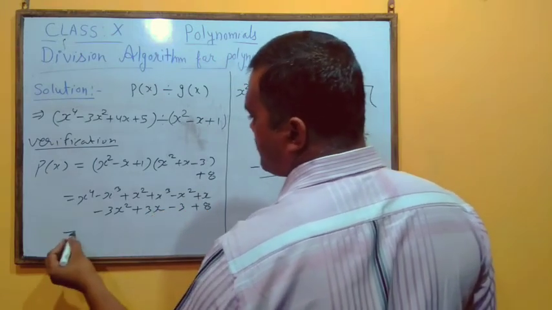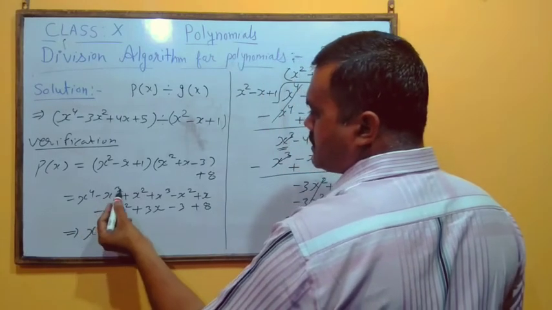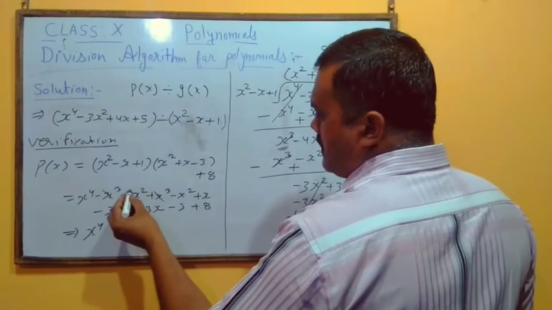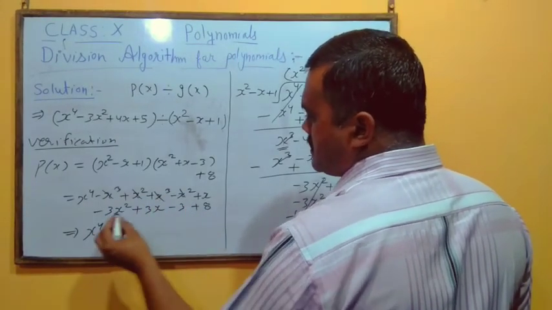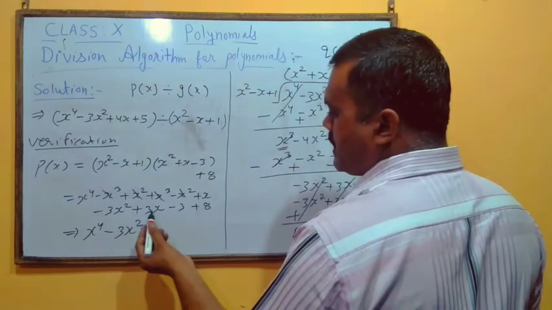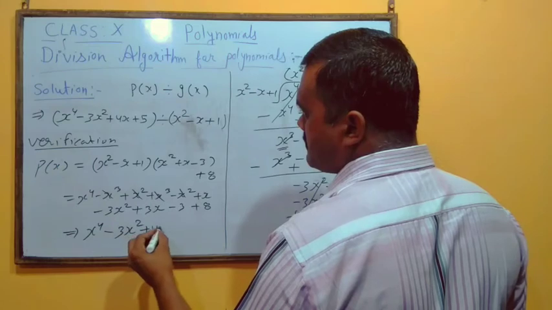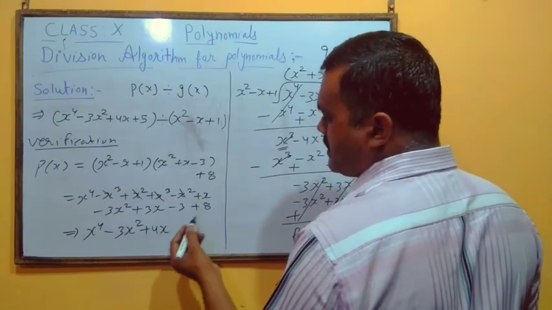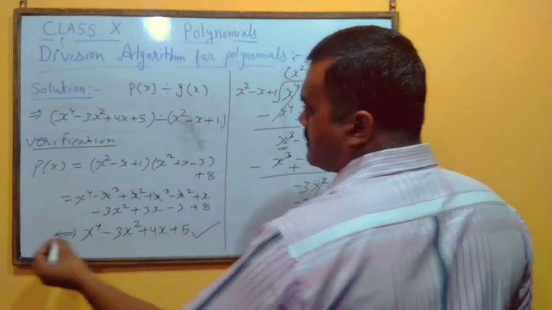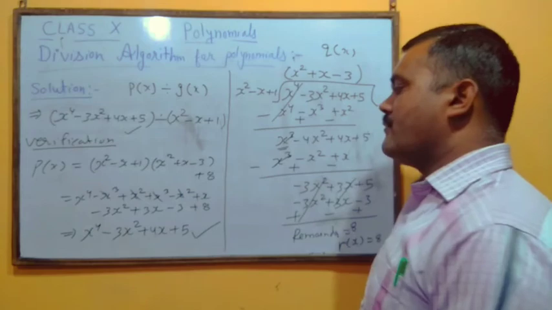Now let us check what comes here. So x4 is a single term, x cube is here, and x cube plus is cancelled. Now x square gets cancelled, so I get minus 3x square, 3x here and 1x is there, so this is 4x, and minus 3 plus 8, so it is plus 5. You can verify this and this are the same, so the division algorithm is verified.